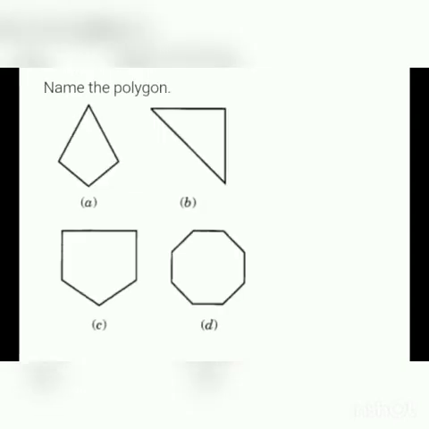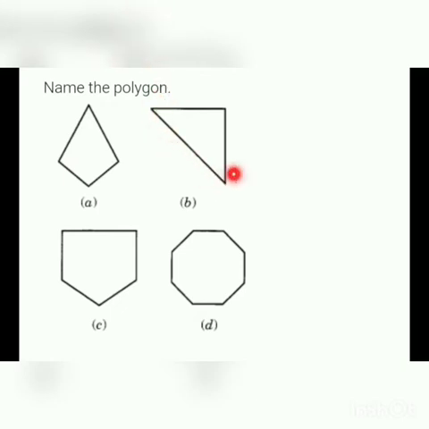Next question. Name the polygon. I said we name polygons based on the number of sides. So first we see how many sides there are in each polygon. First one, how many sides are there? 1, 2, 3, 4. What do we call a 4-sided polygon? Quadrilateral. Yes, so this is a quadrilateral. We cannot say which type of quadrilateral, only that it's a quadrilateral.